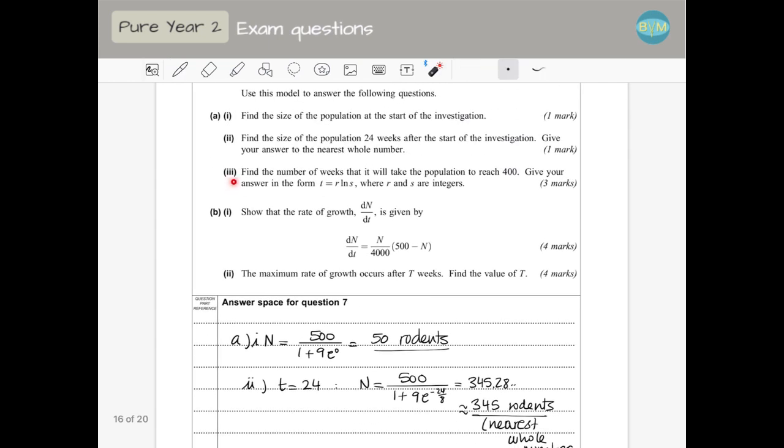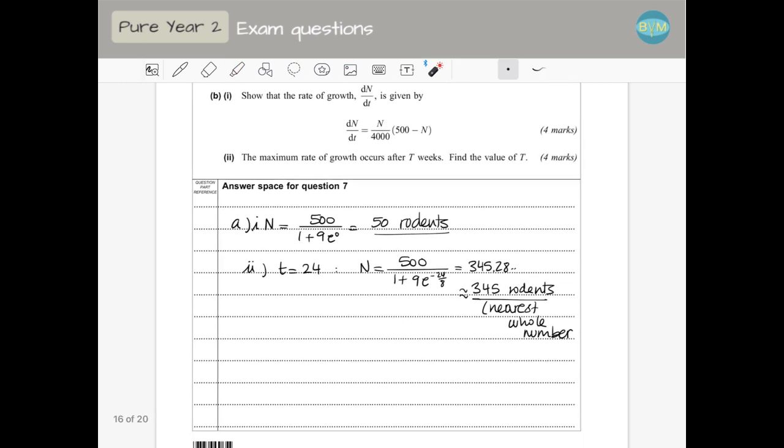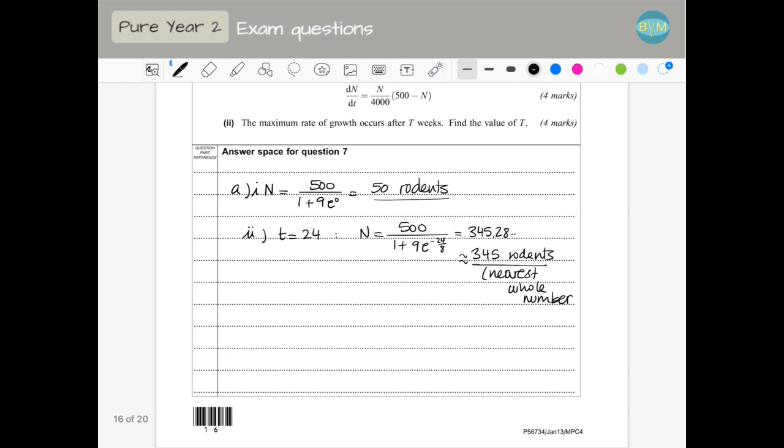Then the third part says find the number of weeks that it will take the population to reach 400. So now they ask about the time, and they give us the number of rodents, and we have to give the answer in this form. So we know that n is 400, so we are going to substitute n by 400 in the equation, and we are going to solve the equation, which is an exponential equation, e to the minus t over 8.